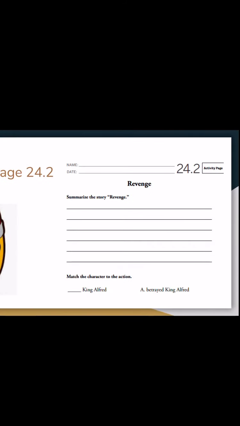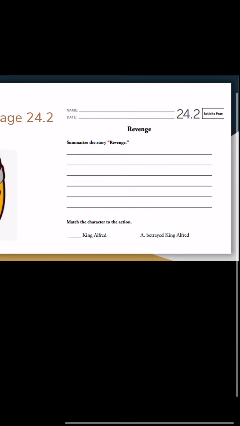This is 24.2, and it's going to be completed after you're done reading. You're going to summarize the story Revenge. Summarize means you're just hitting the key parts of the story. Okay, so what stuck out to you? What's important? You're going to write about those, about 3 to 4 sentences. Okay, make sure you're writing in complete sentences, using finger spaces and correct punctuation.